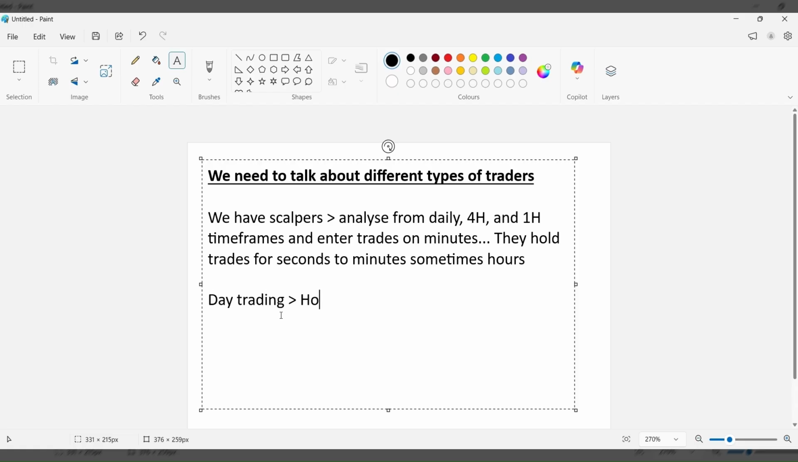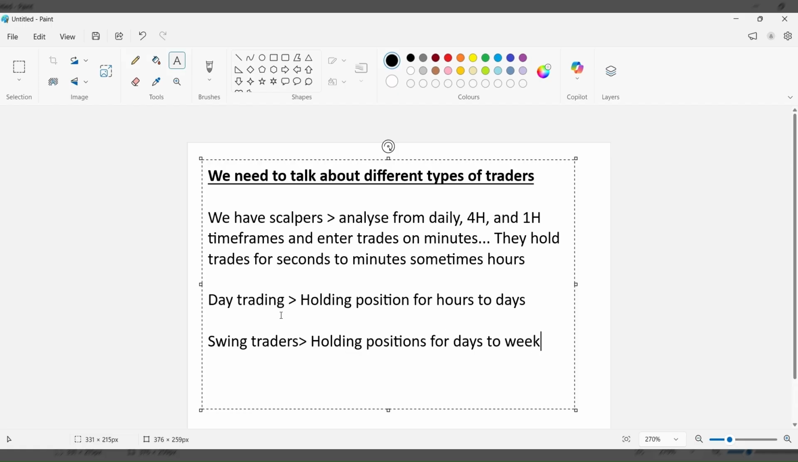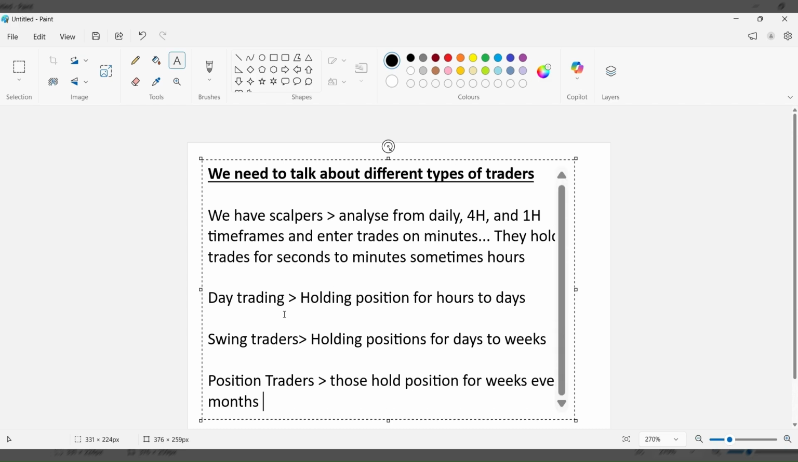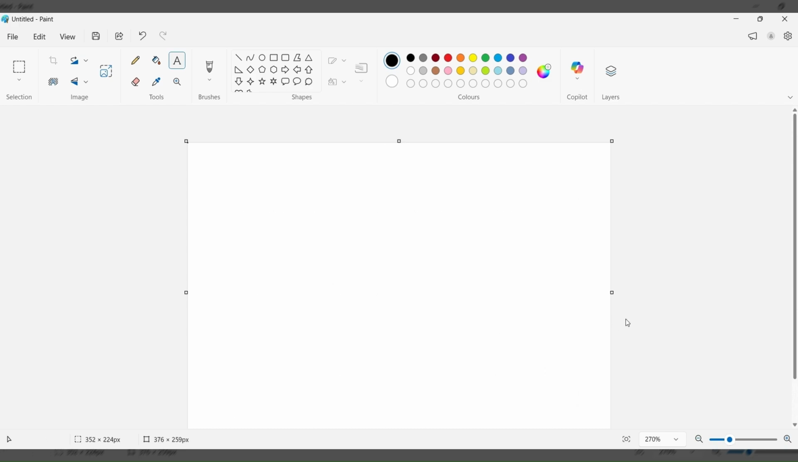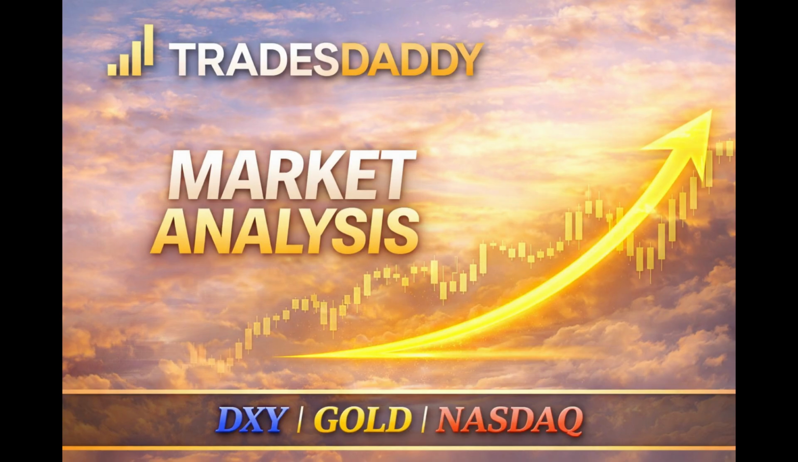And then we have day trading, where you hold your positions for hours to days. Then you have swing traders, holding positions for days to weeks. Then you have position trading, where you hold positions for weeks to even months. That's institutional trading. So without further ado, let's get into the analysis.